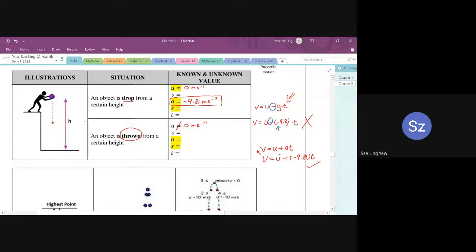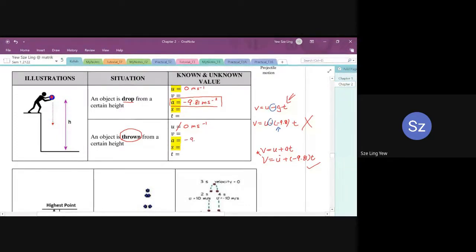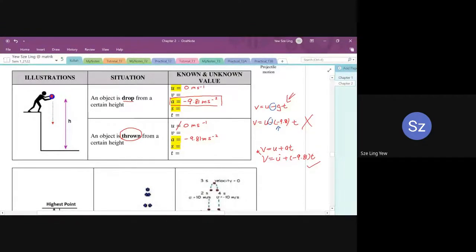So now let's go back to the tables. An object is thrown from a certain height. So thrown, we don't know the value, but the moment you throw an object, it leaves your hand as well. Therefore, we have negative 9.81 m s^-2. So v, we don't know the value, because the moment it leaves your hand, you don't know what happens to its final velocity until you calculate it, right? And then how about s?